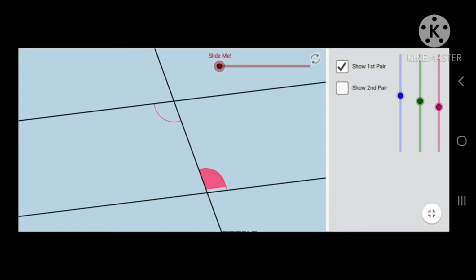As you can see, this is the corresponding and vertically opposite. Now the same thing goes with the second pair also, corresponding and its vertically opposite. So corresponding angles are equal and vertically opposite angles are also equal. So alternate interior angles are equal whenever a transversal intersects two parallel lines.